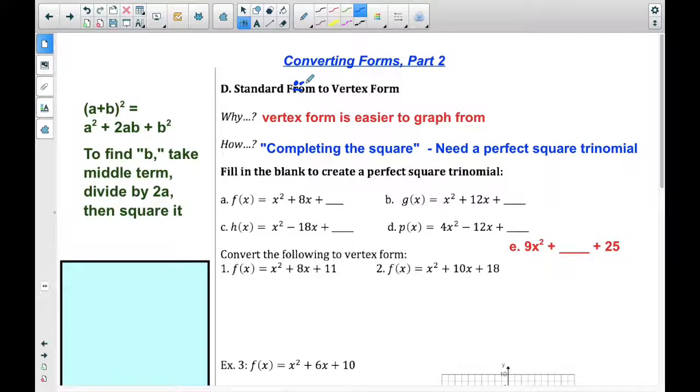Why would we need to do this? Well, mainly because vertex form is a lot easier to graph from. Once we have it in vertex form, we know what the vertex is, we do our counting 1, 3, 5, and it's easy to graph. Well, how do we do that?